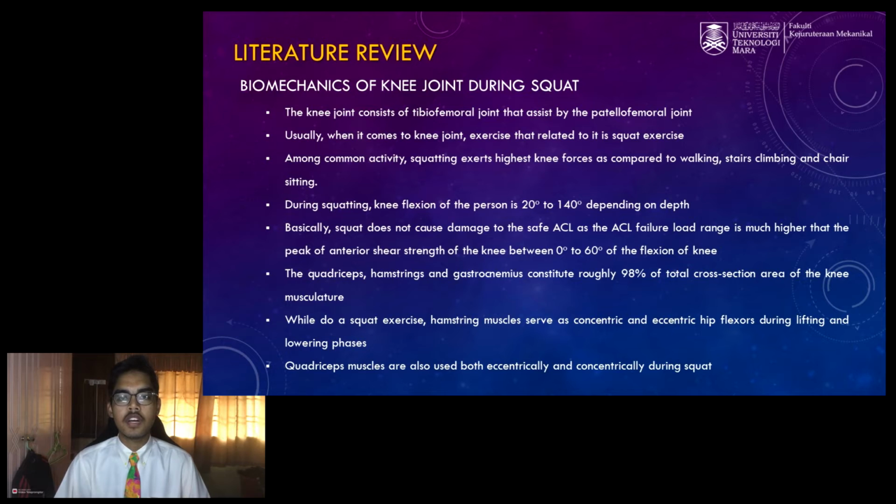The quadriceps, hamstring, and gastrocnemius constitute roughly 98% of the cross-section area of the knee musculature. While doing a squat exercise, the hamstring muscle serves as a concentric and eccentric hip extensor during the lifting and lowering phase. Quadriceps muscles are also used both eccentrically and concentrically during squat.